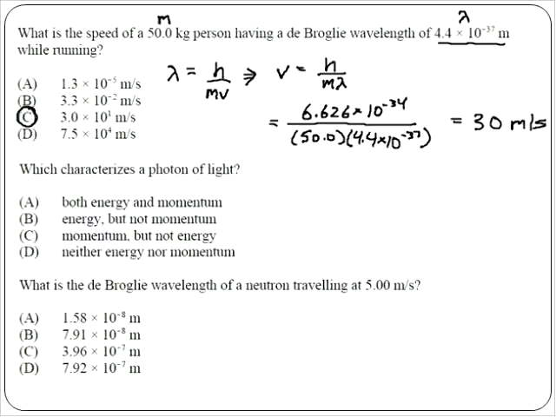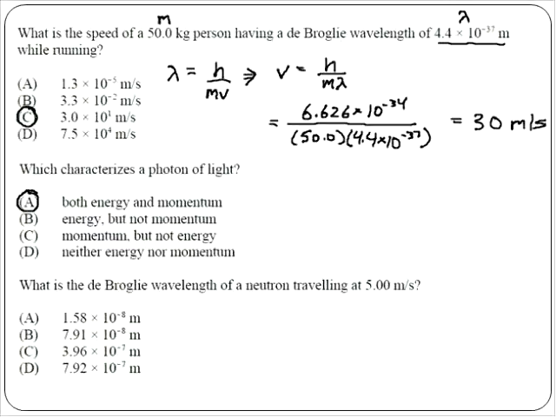Anyway, second question on the page. Which of those characterizes a photon of light? Okay, so we've talked about two things now. Planck and Einstein said that a photon had energy. And now along comes Compton and says not only that, but a photon has momentum as well. So the answer is both energy and momentum. According to Einstein, Planck, and Compton, it has both.